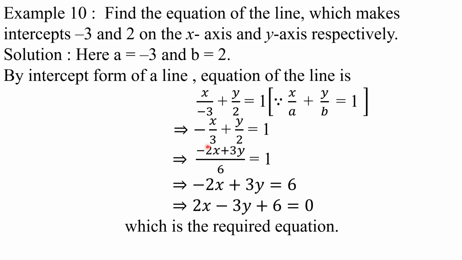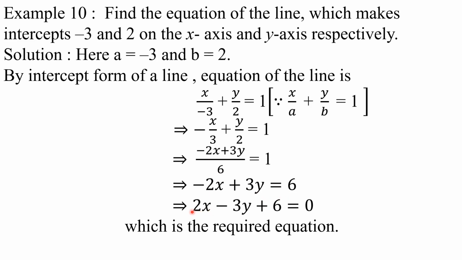This implies, by taking LCM of these two denominators. What is the LCM for the numbers 2 and 3? 6. So 6 is the LCM of these denominators. Then what will be the numerator part? 3 2s are 6, so minus 2x, plus 2 3s are 6, so 3y, is equal to 6. This implies, by cross multiplication, what we get here? Minus 2x plus 3y is equal to 6. Understood this equation?